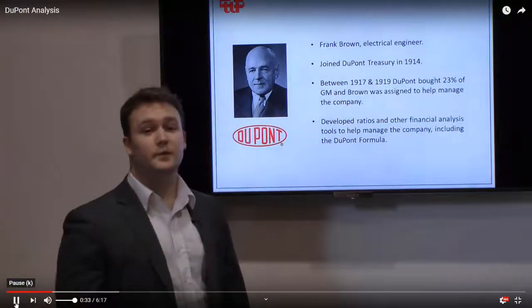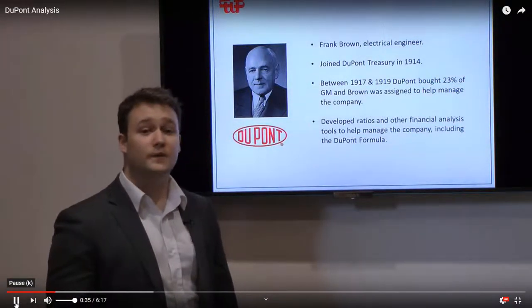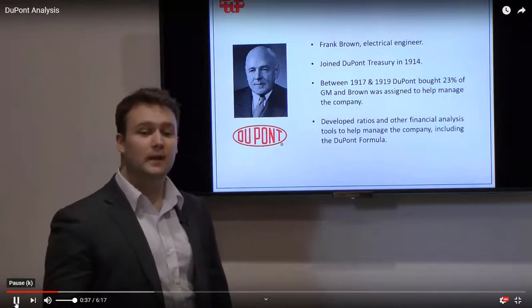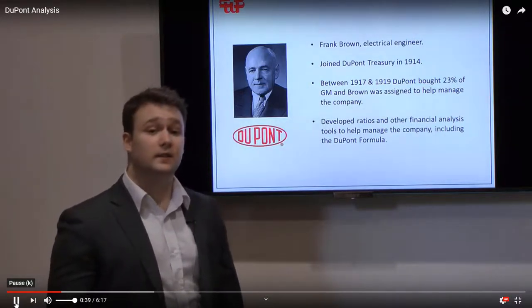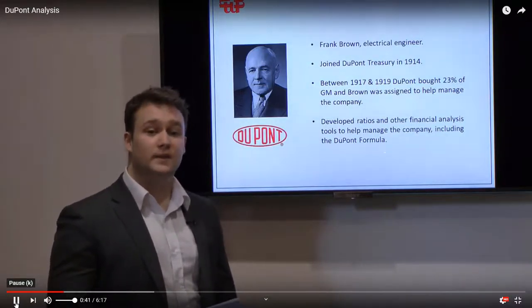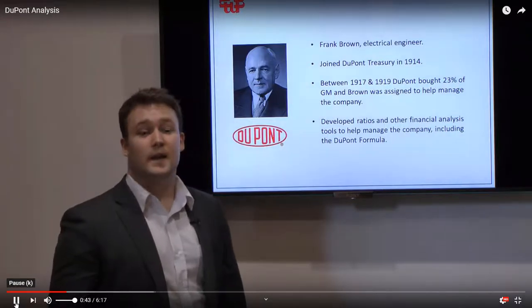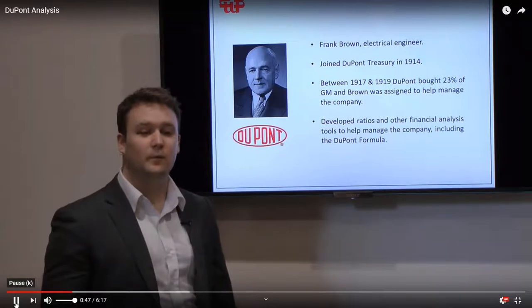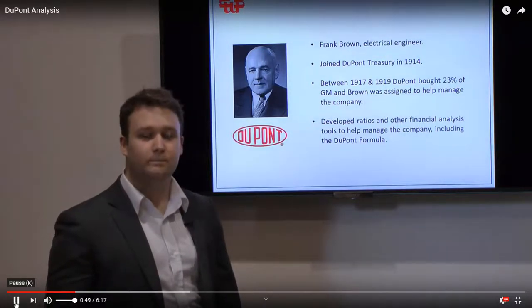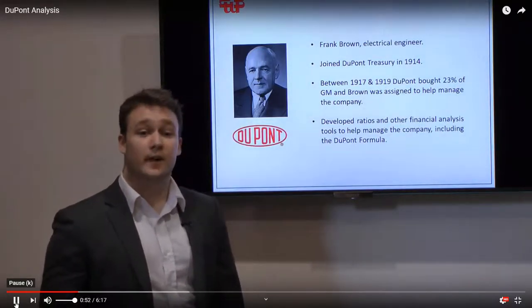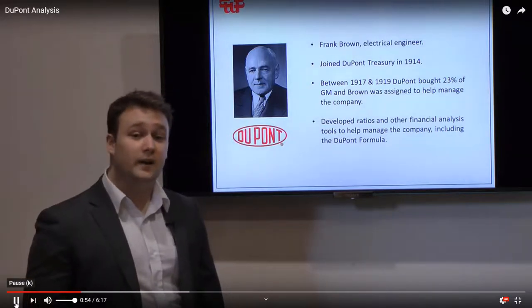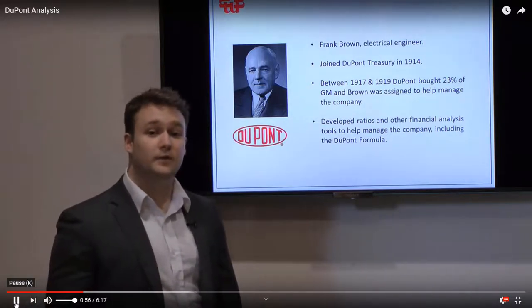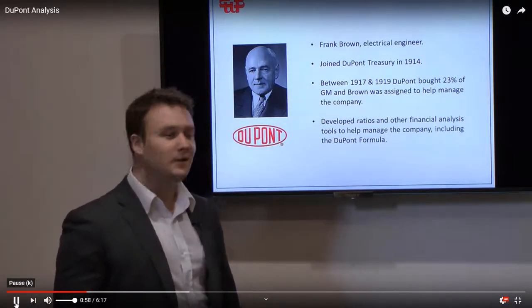The DuPont model was first devised by Frank Brown, who was an electrical engineer at DuPont. In 1917 to 1919, DuPont acquired a position in General Motors, and Frank was asked to have a look into the company and see what we have actually got here. He devised a series of financial ratios and some financial management tools, and one of them was the DuPont model. So let's take a look at it.